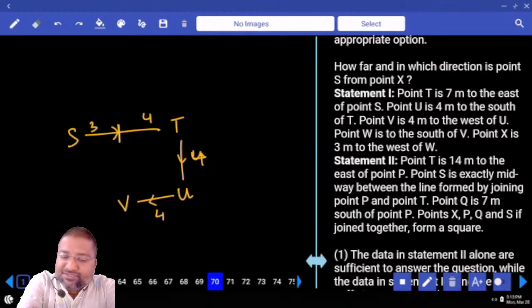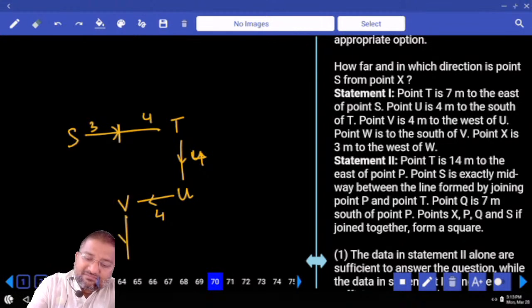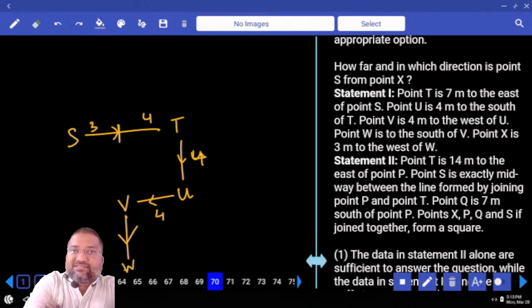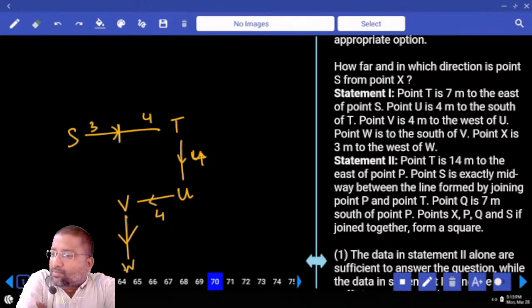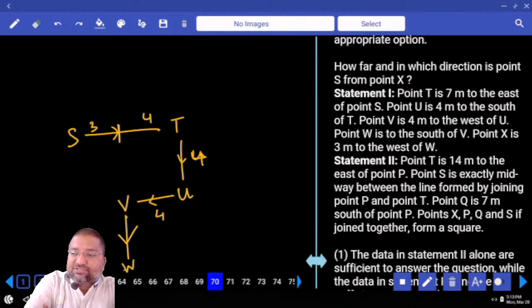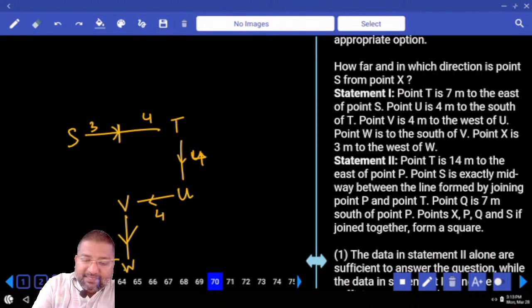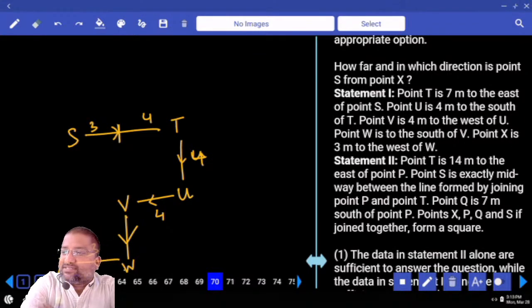Point W is to the south of V. South of V, I don't know the distance. Yes or no? Point X is 3 meters to the west of W. West of W, 3, absolutely parallel to S is X, because the distance here is 3. But the question is, how far? He is asking us the distance.